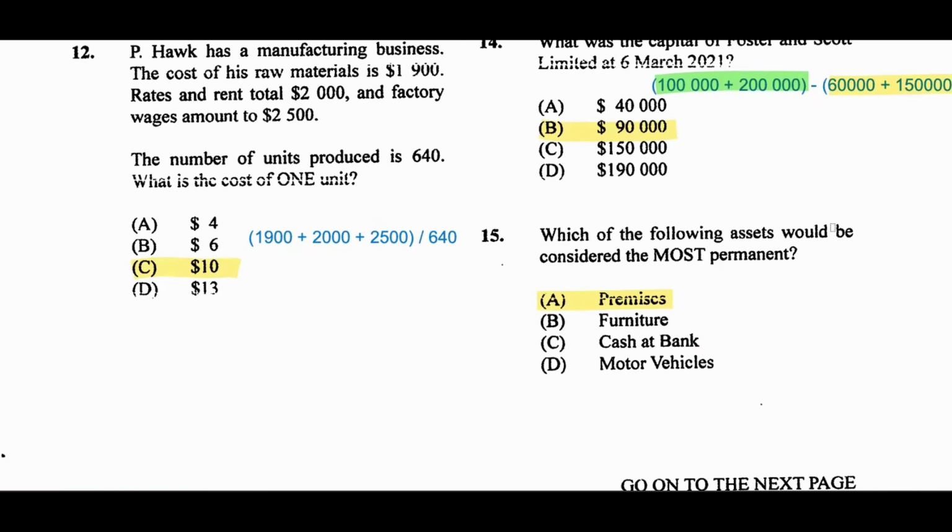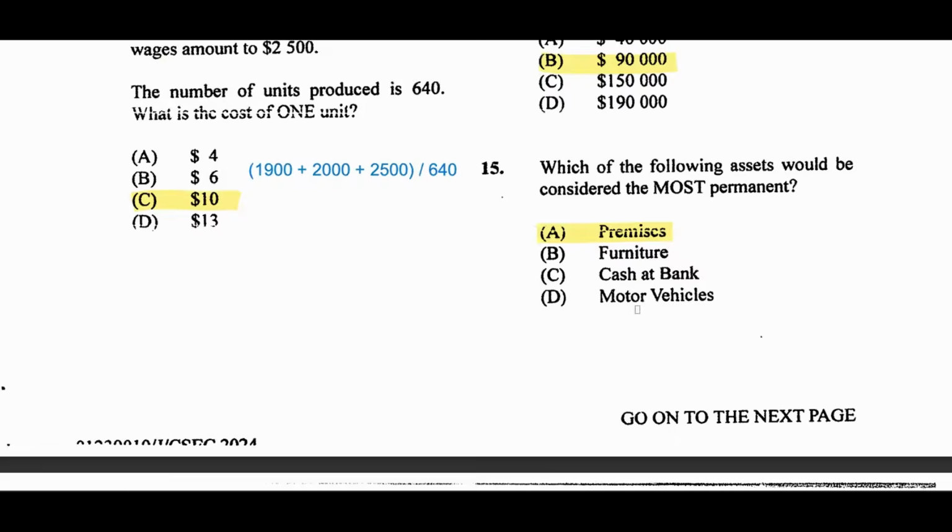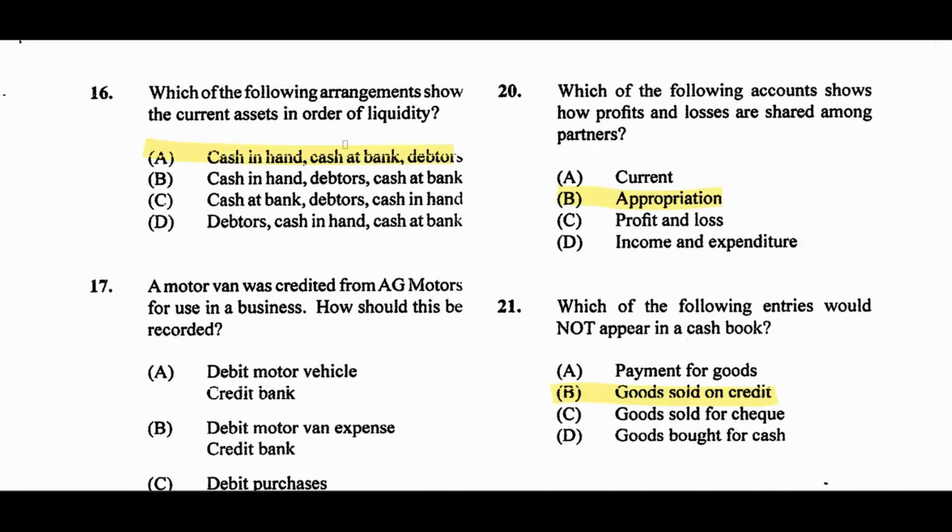Which of the following assets will be considered the most permanent? We all know, guys, premises definitely from this list will be our most permanent asset. Good. Question 16. Which of the following arrangements show the current assets in order of liquidity? Liquidity looks at the ability to convert assets into cash very quickly. And A definitely should be our answer. Cash in hand, most liquid, then cash at bank, and then debtors.